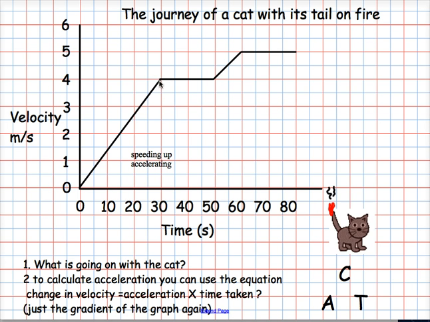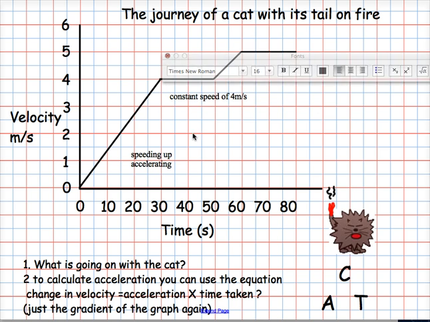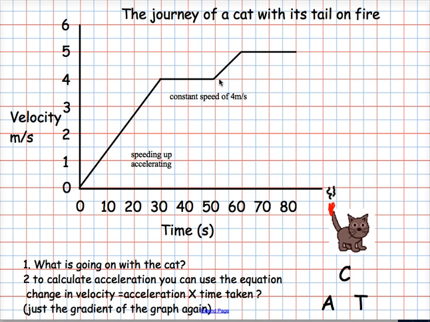Now what's happening here? Well, at 30 seconds, it's going 4 meters per second. At 40 seconds, it's going 4 meters per second. At 50 seconds, it's going 4 meters per second. So it's going at a constant speed of 4 meters per second. Do you remember what that is on a distance time graph? On a distance time graph, this thing would be stationary. But on a velocity time graph, here, this is a constant speed.